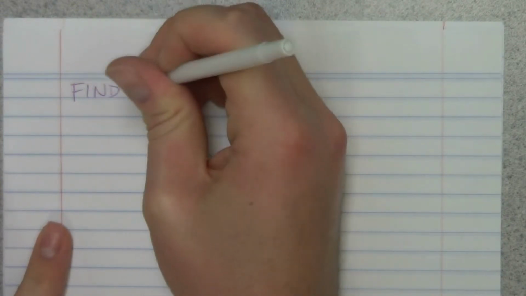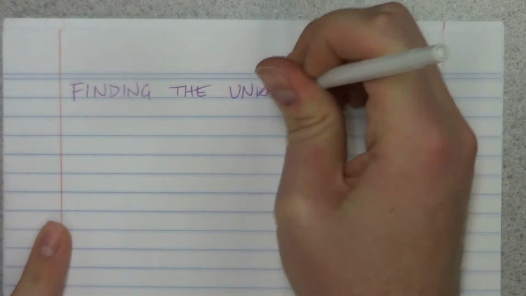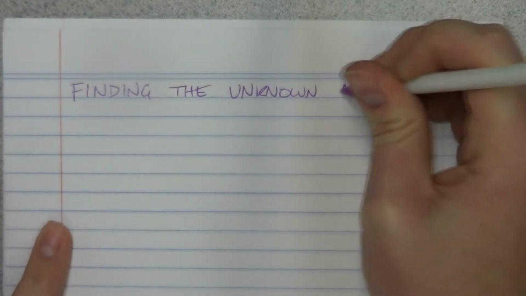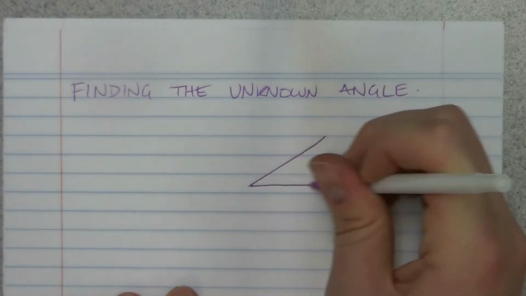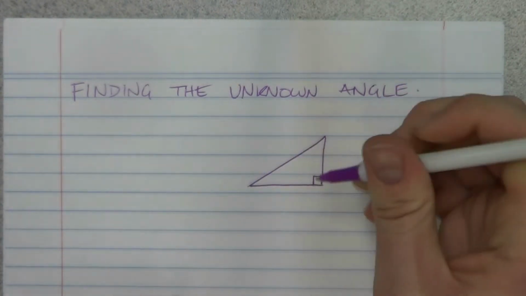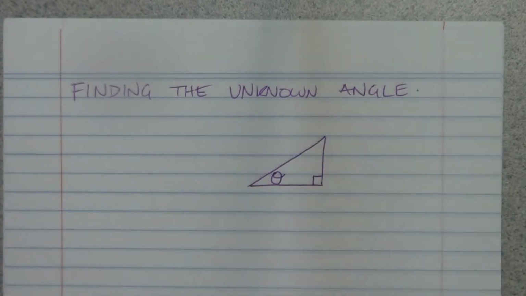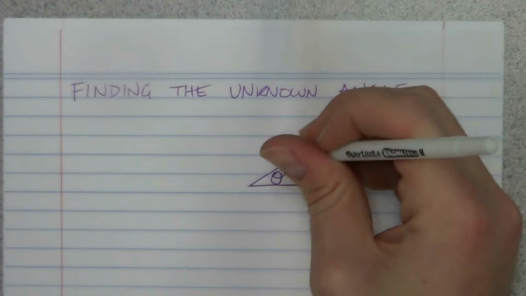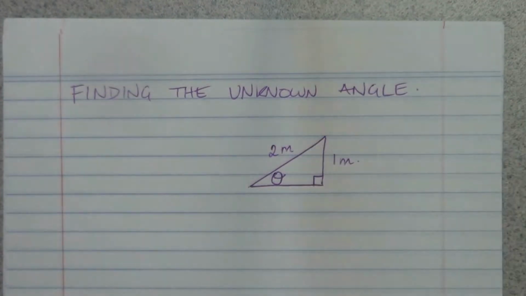In this video, we're going to be finding the unknown angle. Now, before all this, what we were doing is we were using an angle to find an unknown side. This is we're using trigonometry. Now, what happens if I have an unknown angle? So let's say that this is 2 meters, and let's say this is 1 meter there. And I want to know what that particular angle is inside.